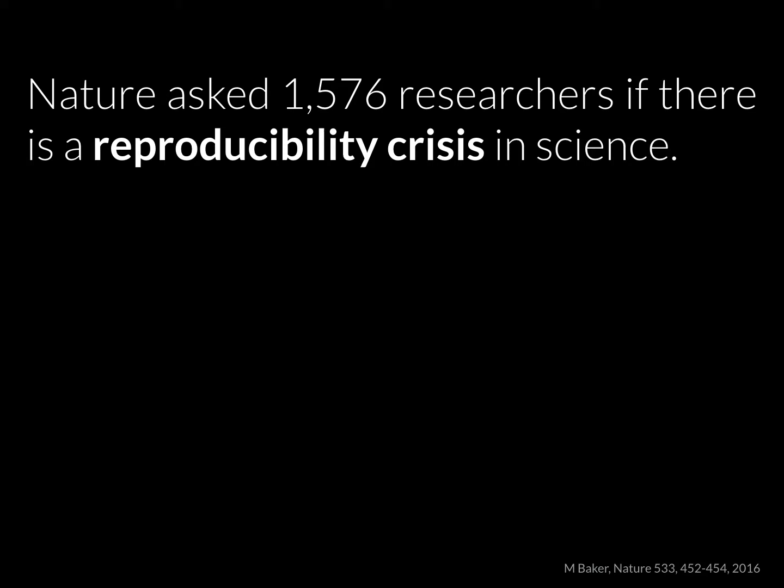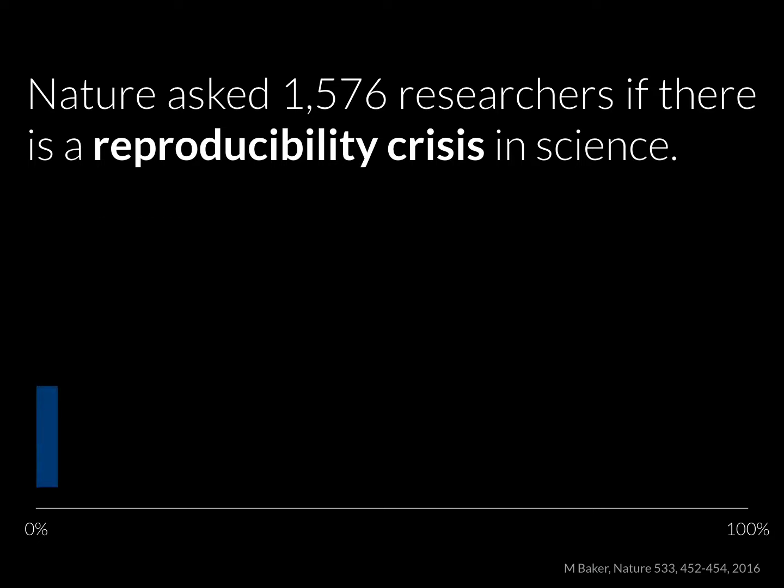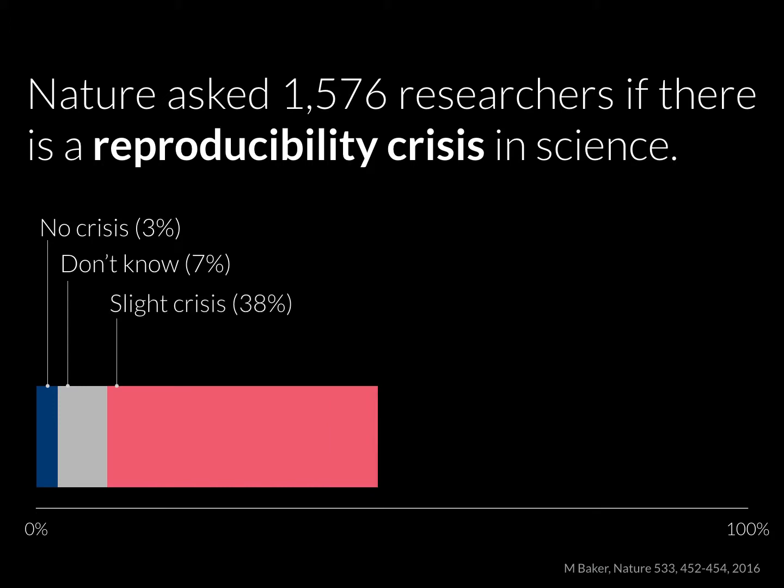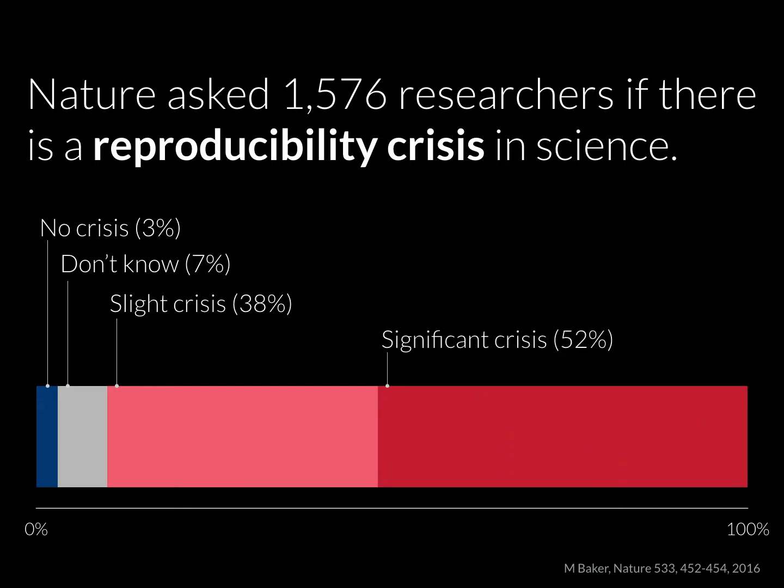Has anyone seen this story? It came out around last May, I believe. Okay, so I'll tell you a little bit about it. So the respondents here on the x-axis, 3% said there is no reproducibility crisis. 7% were not sure whether there's a reproducibility crisis. 38% thought, well, there is a slight crisis. I'm not sure quite how to define slight crisis versus a significant crisis.